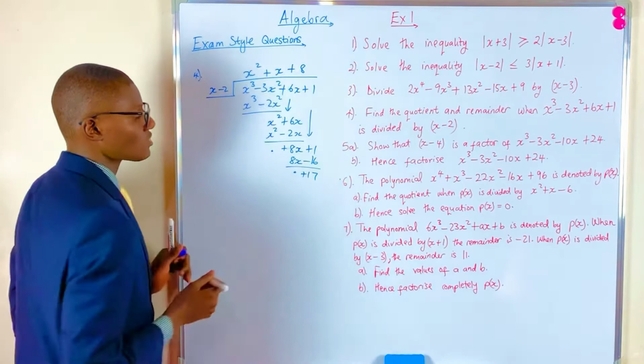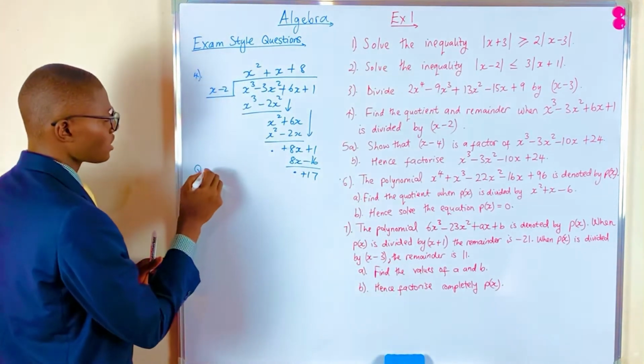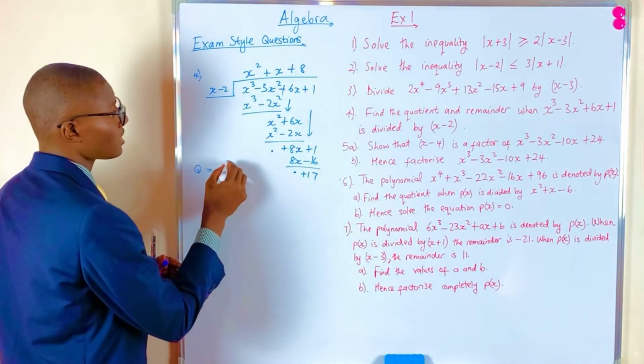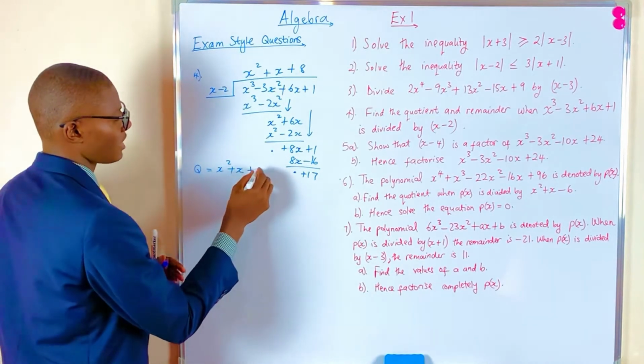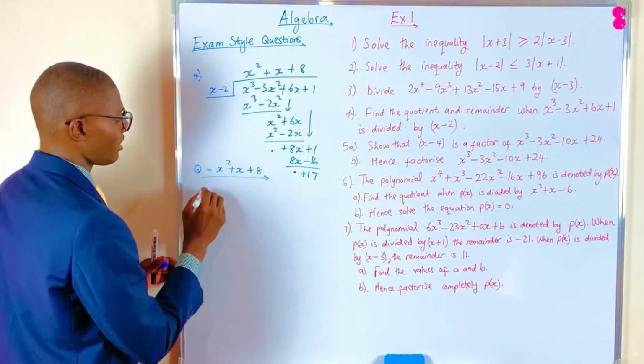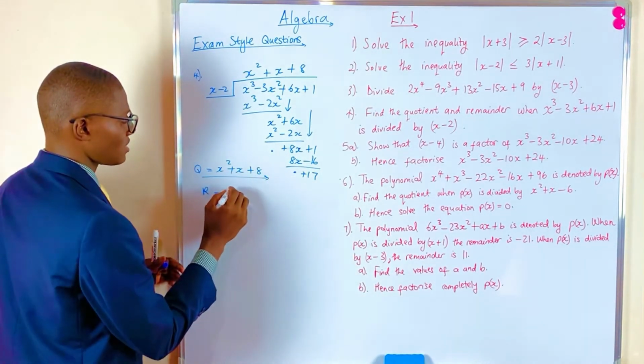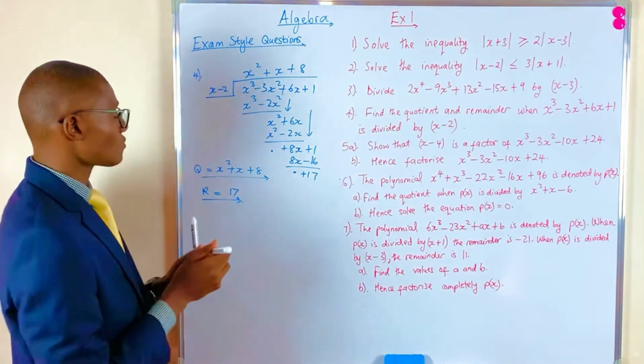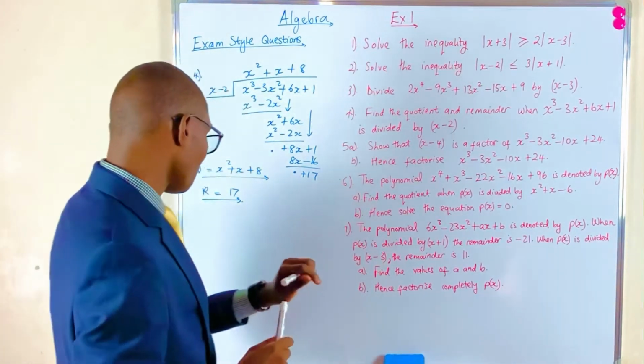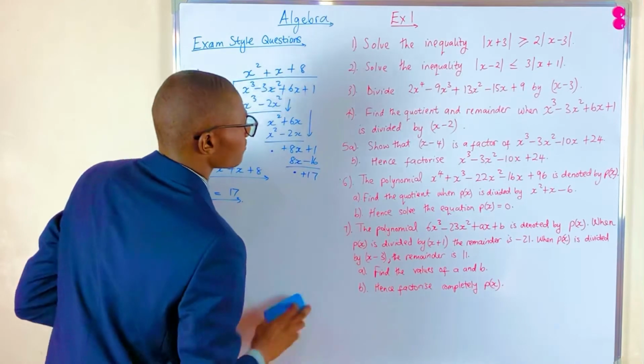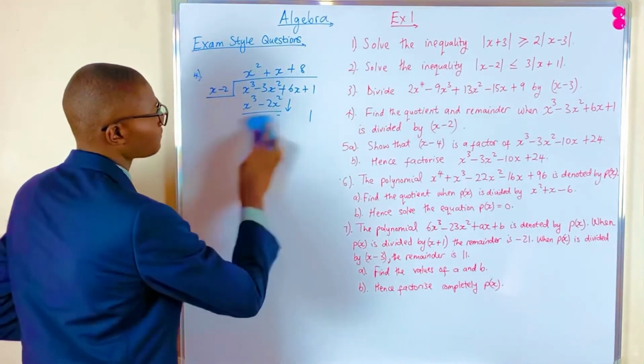Then here we get a positive 17. So the quotient Q is equal to x squared plus x plus 8, right? And the remainder R is 17, right? So this is what we get from number 4. And now let's look at number 5. So allow me to erase this part here.